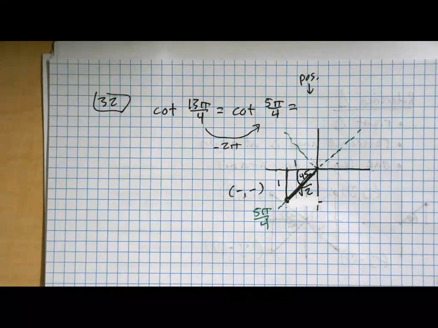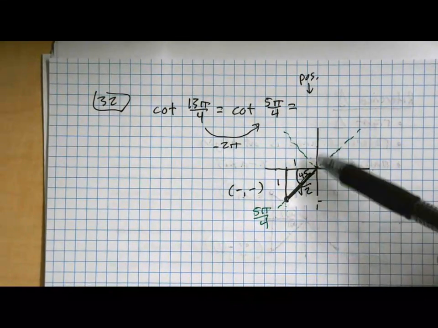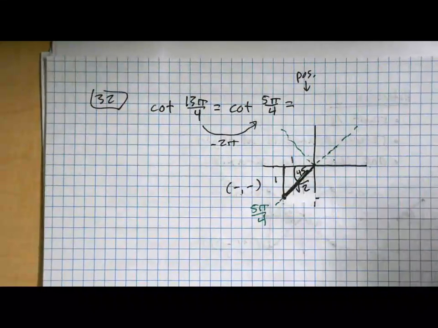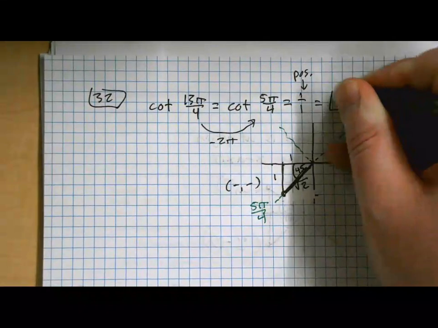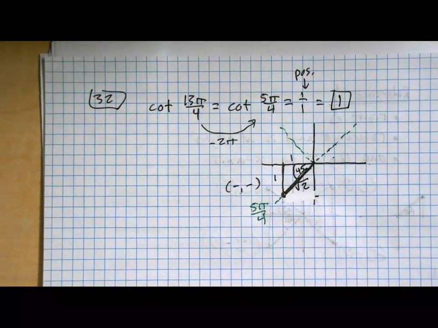All right, let's finish this up. Cotangent is adjacent over opposite, which would be 1 over 1. So our final answer is positive 1, and we're good. All right, you guys are doing great.